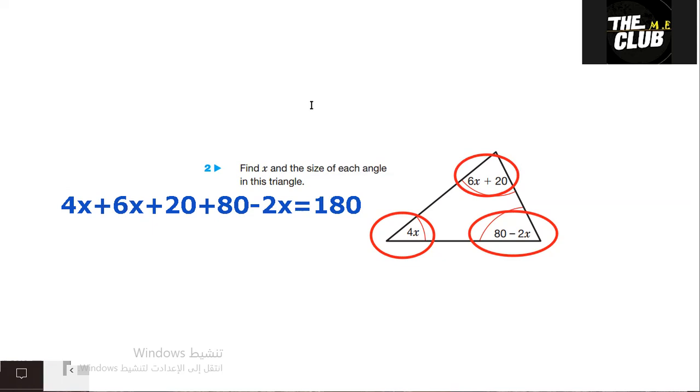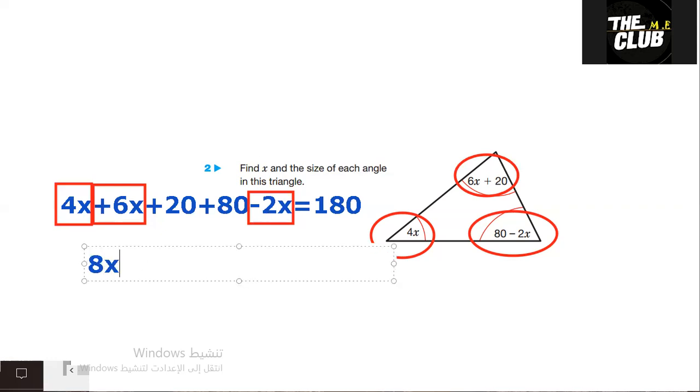Now I start solving this equation. And by solving, it means I'm going to add and subtract the like terms together. They are like terms because they have the same variable. So I'm going to say 4x plus 6x is going to be 10x. 10x minus 2x is going to be 8x. So 4 plus 6 is 10, 10 minus 2 is 8, meaning 8x.